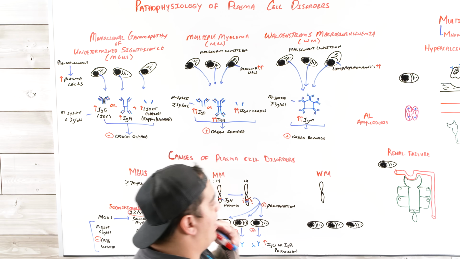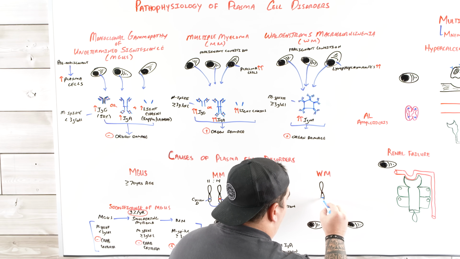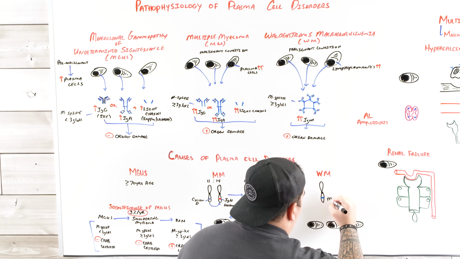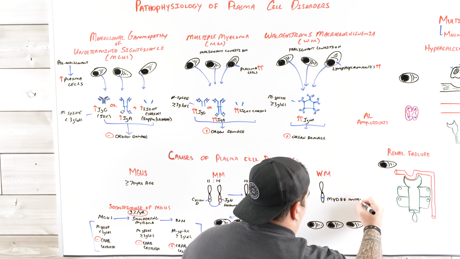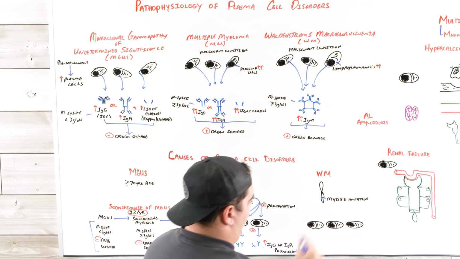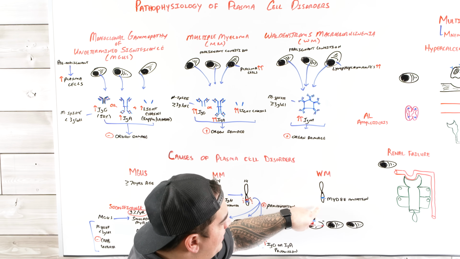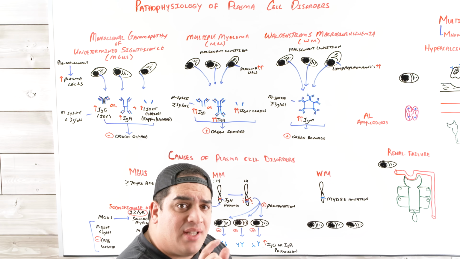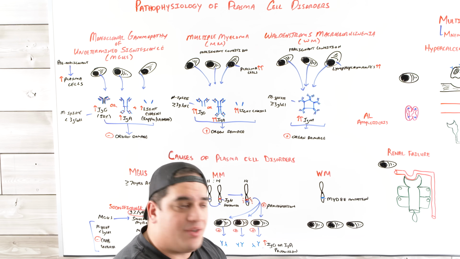With Waldenström's macroglobulinemia, this is also potentially due to a mutation. One of these may be called the MYD88 mutation. I'm just mentioning it. I don't think that this is super high yield. I just want you to understand that there's a mutation on a chromosome. And what happens is this actually causes the lymphoplasmacytes, right, to go into this hyperactive proliferative state and improve their survival.